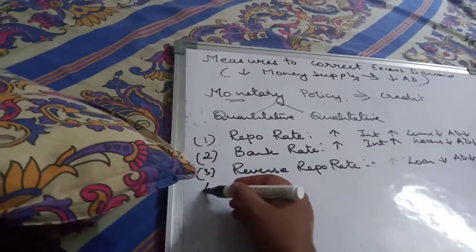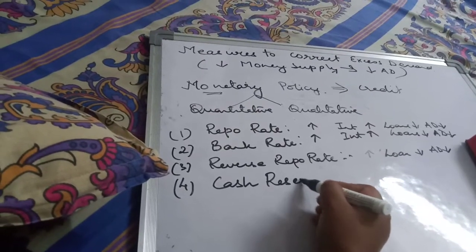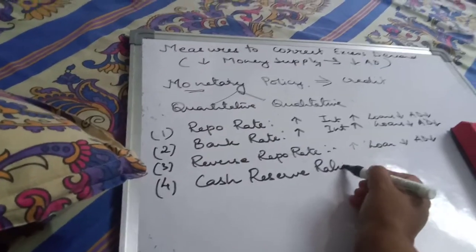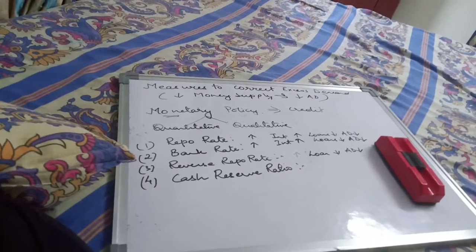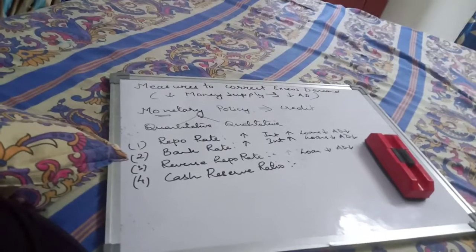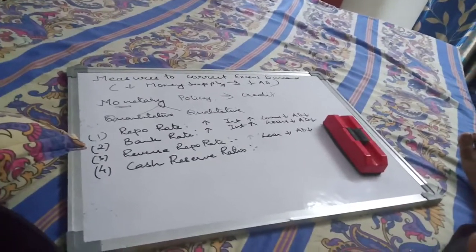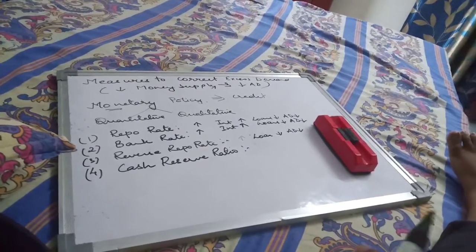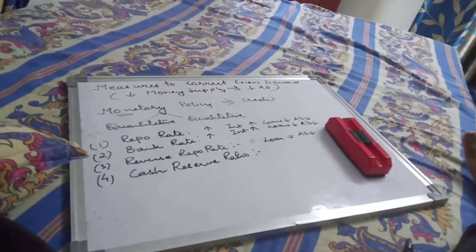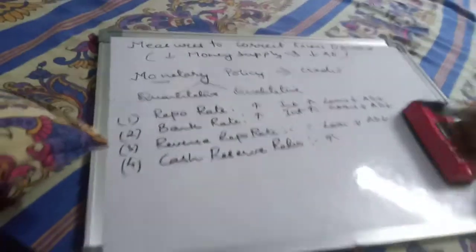Okay, the fourth is cash reserve ratio. It's a statutory requirement by the central bank to the commercial banks that a certain percentage of their deposits have to be kept as reserves in the central bank. The ratio of the total deposits that have to be kept as reserve in the central bank is cash reserve ratio. So during inflation, the central bank mandatorily increases the cash reserve ratio.